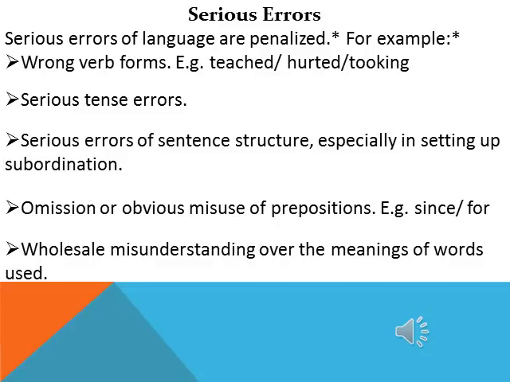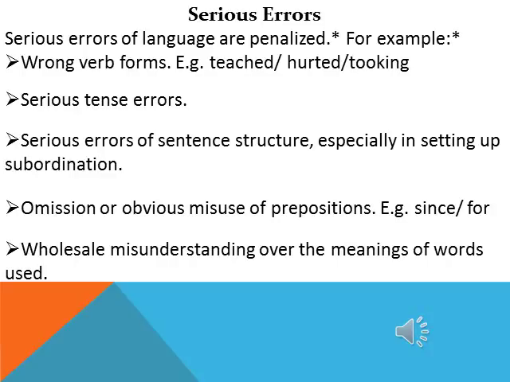After writing the summary, you are required to proofread your work as serious errors of language are penalized in this part of the paper. For example, wrong verb forms, in place of writing taught for the verb teach, some of the students incline to write teached. Another example is adding ed to the verb forms that remain the same in all three forms. For example, hurt, hurt, hurt, cut, cut, cut, put, put.